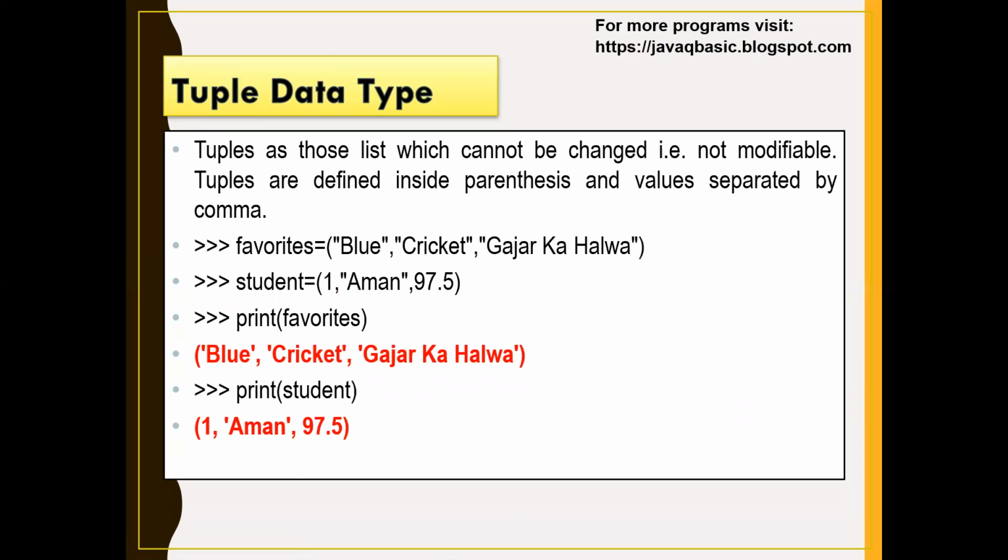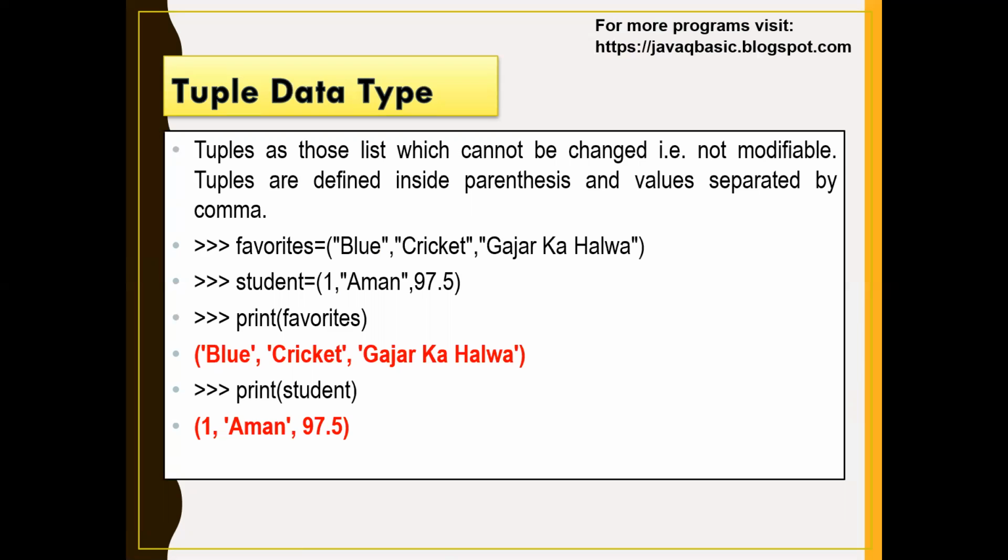Tuple data type. Tuples are those lists which cannot be changed, that is, not modifiable. Tuples are defined inside parentheses, with values separated by commas. Favorites is equal to blue, cricket, and Kazar Kalwa. Student is equal to 1, Aman, 97.5.